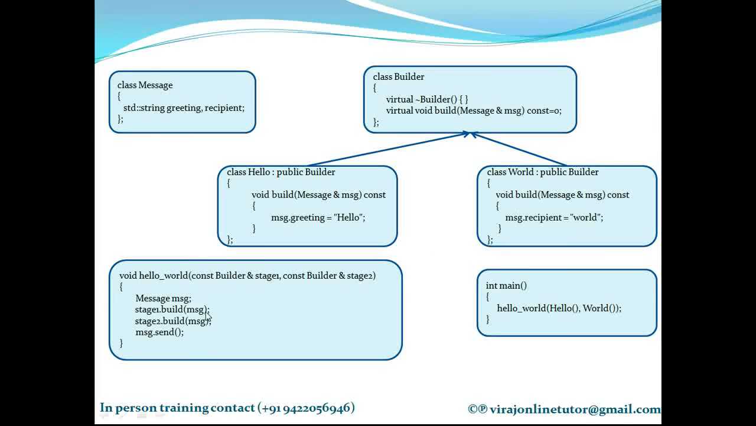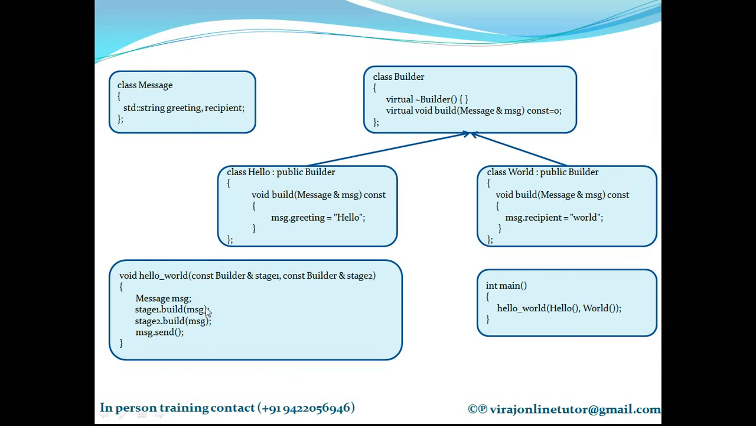What do I do? The message object whose greeting component is already set, I am passing that object here as part of the next statement. And here I am setting the recipient component of that object to world. So with that, after this statement is executed, the greeting component is already set to hello. After this statement is executed, the recipient component is set to world.